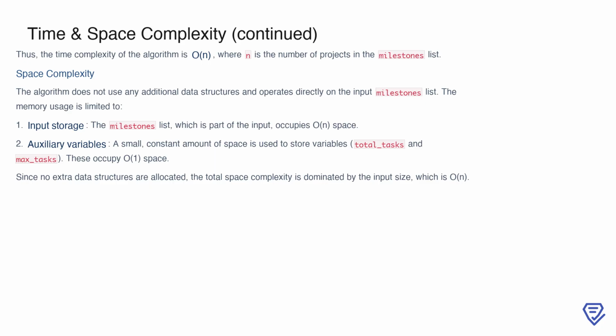Now let's consider the space complexity. The algorithm operates directly on the input list without allocating any additional data structures. The input milestones list itself occupies O(n) space, as it contains n elements. Beyond this, the algorithm uses only a small, constant amount of extra space for a few auxiliary variables such as total_tasks and max_tasks. These variables require O(1) space. Since there are no other data structures or temporary storage being utilized, the total space complexity is determined by the size of the input, resulting in O(n) space complexity.